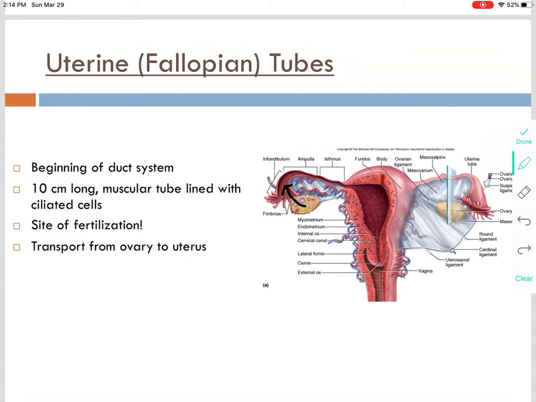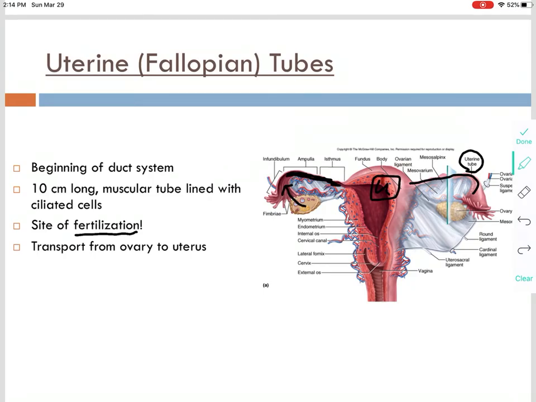Coming up from the ovary, we have the uterine tubes, otherwise known as the fallopian tubes. The fallopian tube is a big long tube. This is what's going to carry the egg from the ovary into the uterus, which is right here. This happens to be the site of fertilization. So if there is sperm that comes up, and if the sperm is to fertilize the egg, it's going to happen along the uterine tube.